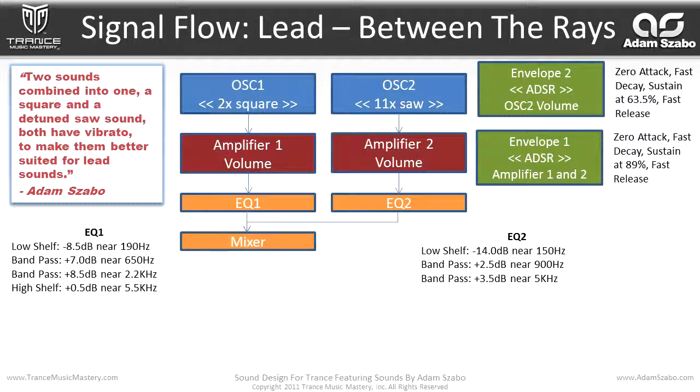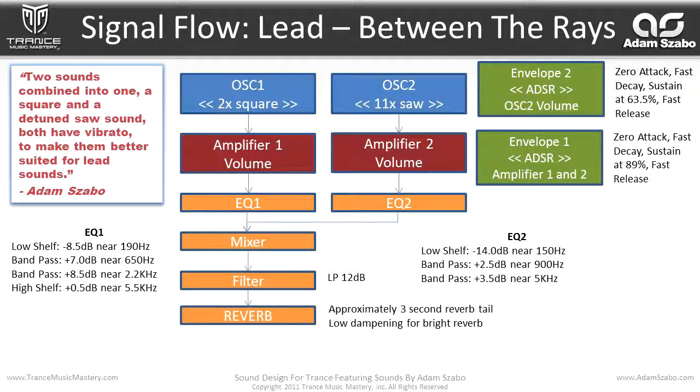The output of EQ1 and EQ2 are mixed together and flow into a filter. This is a low-pass 12 dB per octave slope filter. The output of that flows into a reverb with approximately a 3-second reverb tail and low dampening for bright reverb, and then it flows into the main output.